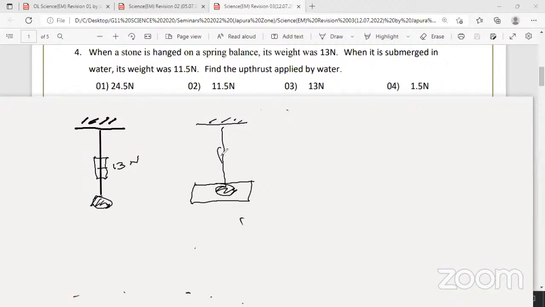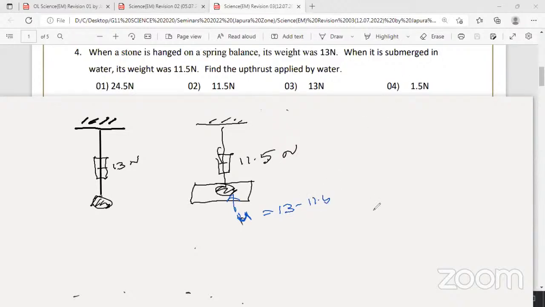Now the reading has decreased to 11.5 Newton. So what is this weight called? Apparent weight. Now there will be an upthrust acting on the stone by water, which we call U. How to find the upthrust exerted on the stone by water? Upthrust equals actual weight, or the real weight, minus apparent weight, that is 13 minus 11.5.